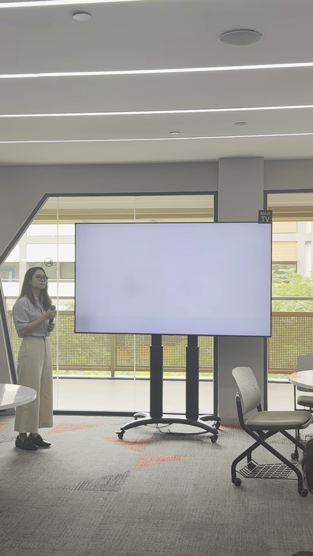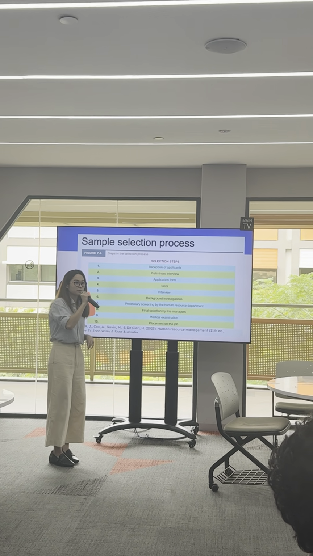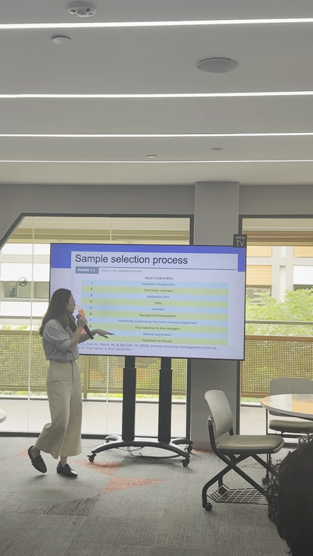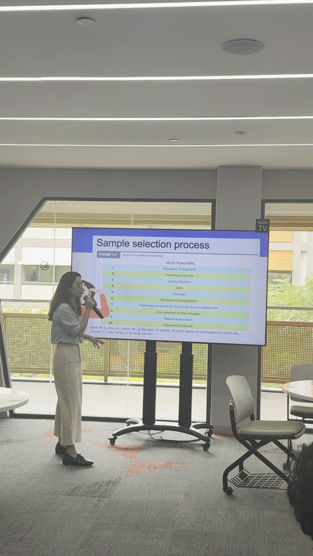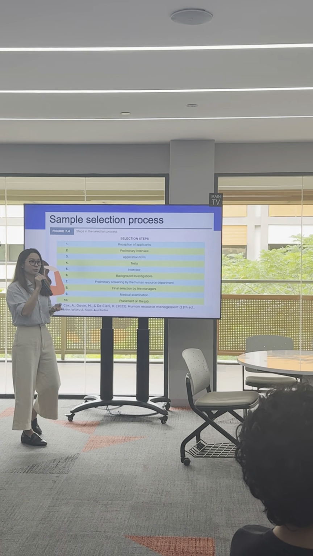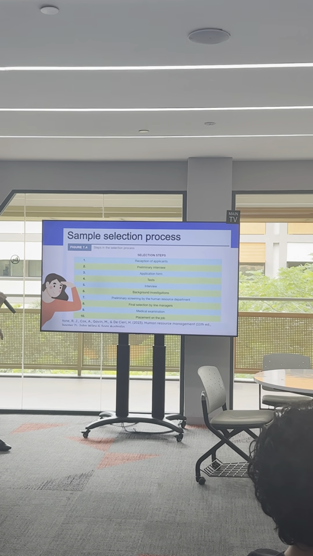Next. As you can see, here is the sample selection process in our textbook. And I will focus on number 7, where the human resource department conducts the primary screenings, and only for the final decision does the line manager take part. And this is quite similar to what Bonuslink is currently doing.